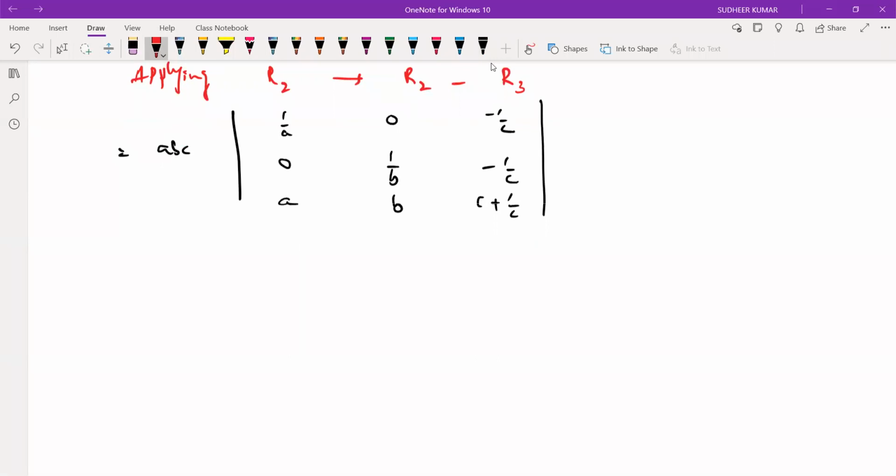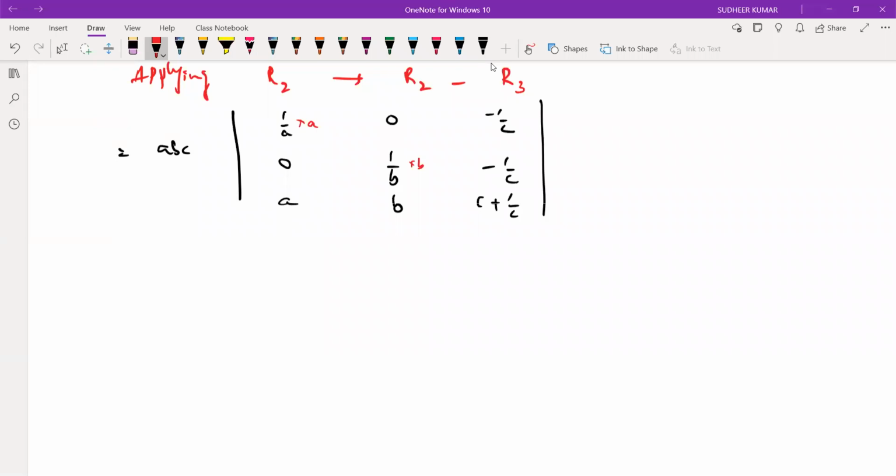Did you get any idea, ma? 1 by C. It seems to be like that. So we'll do one thing. To make this simplest form, 1 by A, if you multiply by A, it becomes 1, right? So here, if you multiply by B, it becomes 1. So we can make it still in simplest form.